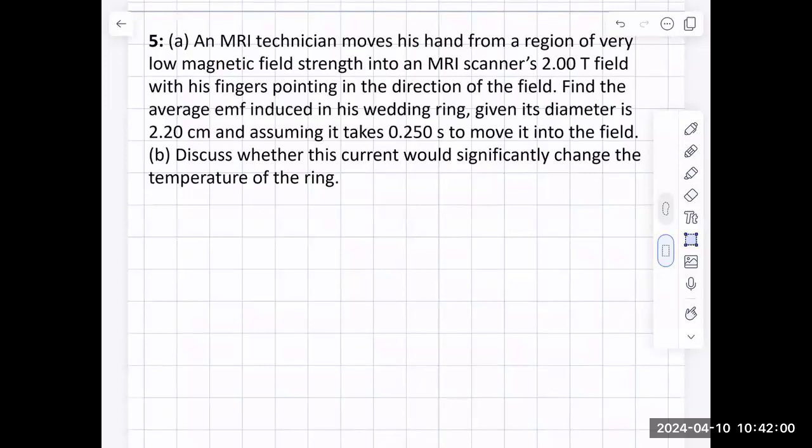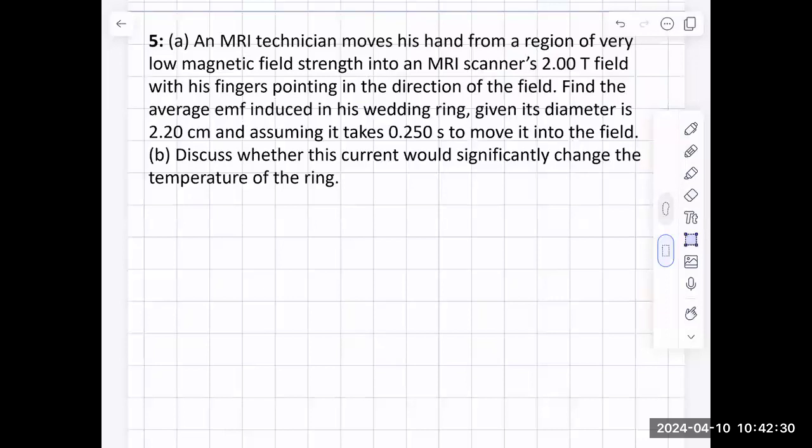So what's gonna happen is this person who's working at this MRI facility has a ring on their finger, and they're gonna move this ring into a region where the magnetic field from the MRI machine is very strong. And we're gonna try to figure out how much current is induced in this ring, how much power is being dissipated by the current in the ring.